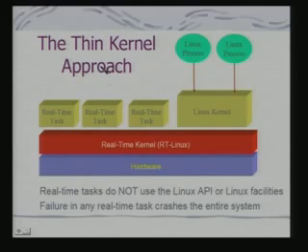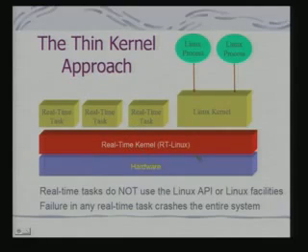And here one of these dual kernel approaches is a thin kernel approach. So you have at this layer a real-time kernel, RT Linux, and your Linux kernel, the classical Linux kernel, becomes a task under the real-time kernel. So your user processes, these Linux processes, can be run on the Linux kernel, and your real-time tasks get scheduled by the real-time kernel.